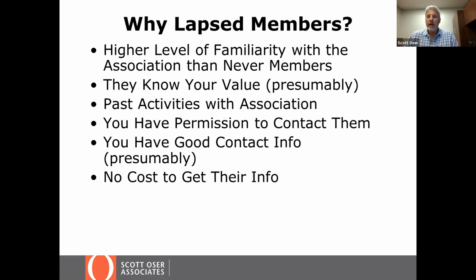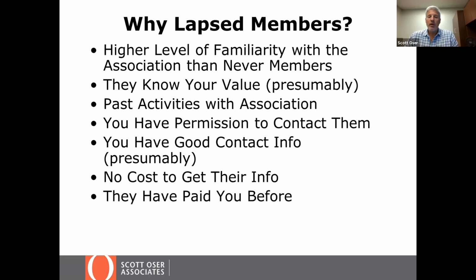To tag on to that, there is no cost to get lapsed members' information. We have it, right? We don't have to purchase a list. We don't have to rent a list. We don't have to go to a third party and give them money to get names. We often have to do that with prospects, because if we don't have them in our own database, if they haven't expressed interest or attended a conference with us, then we're not going to have the information. So we need to reach out to a third-party vendor and get that information, and that has a cost to it.